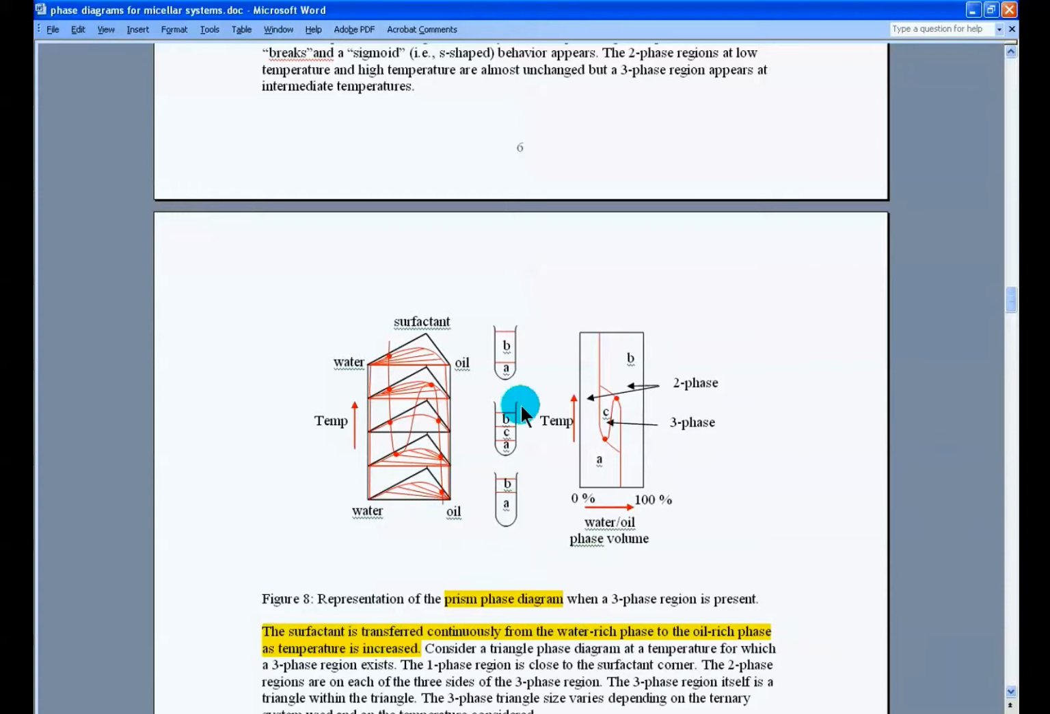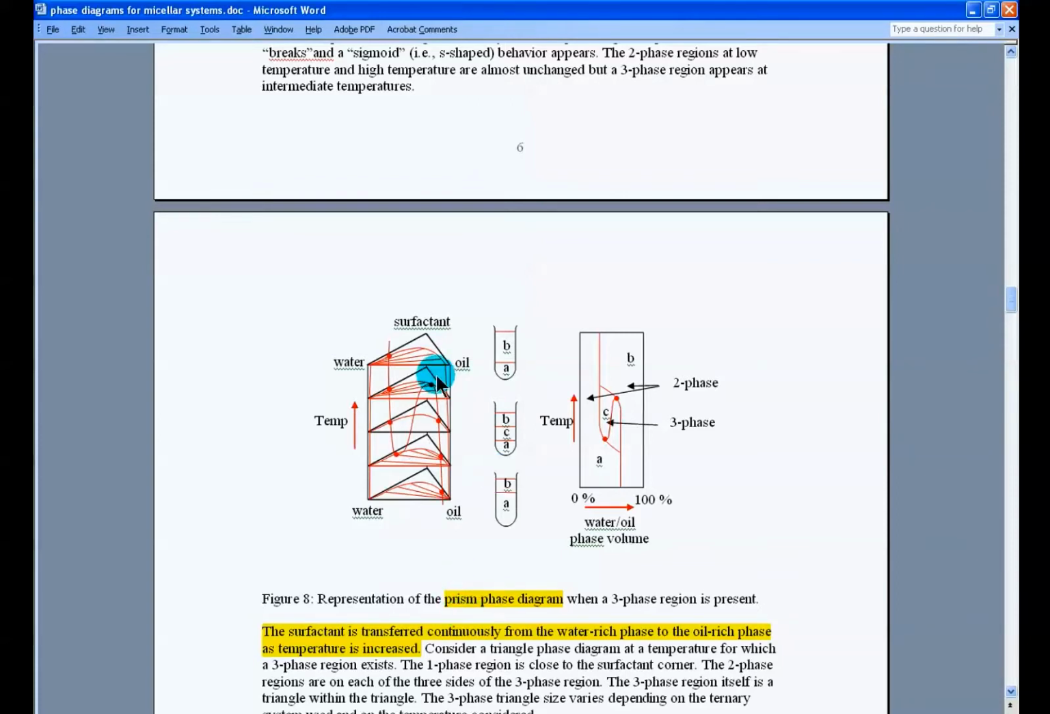So high temperature here, we got a two-phase region where the surfactant is mixed with oil, and there's water at the bottom, not a lot of surfactant. Low temperature, surfactant mixed with water, and oil at top, not much surfactant and oil. An intermediate region where we have water, a surfactant phase, and an oil phase. That's the three-phase region. This is a two-phase region at high temperature, two-phase region at low temperature.